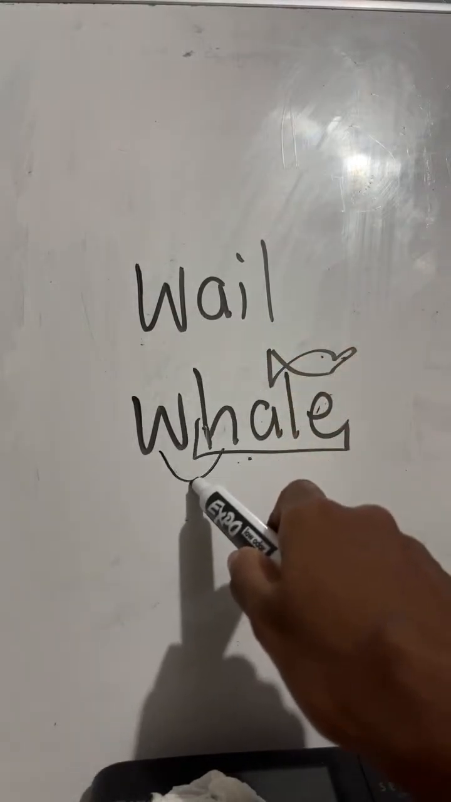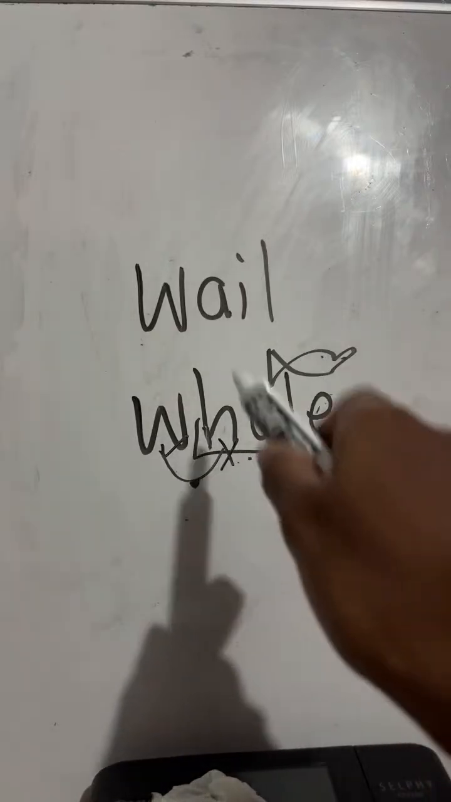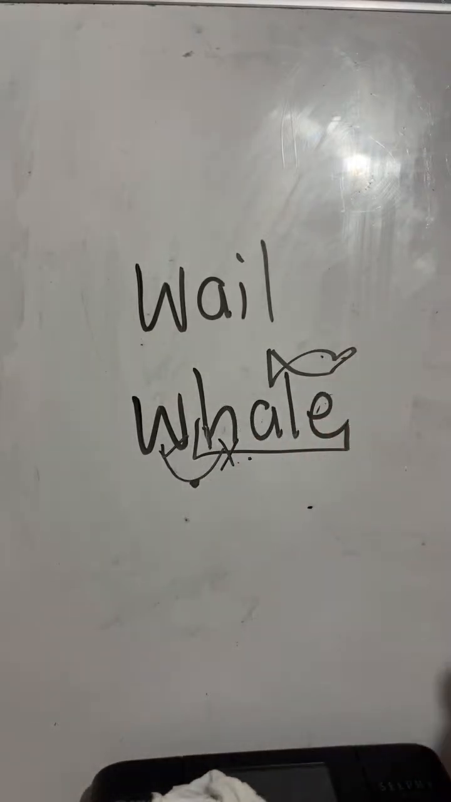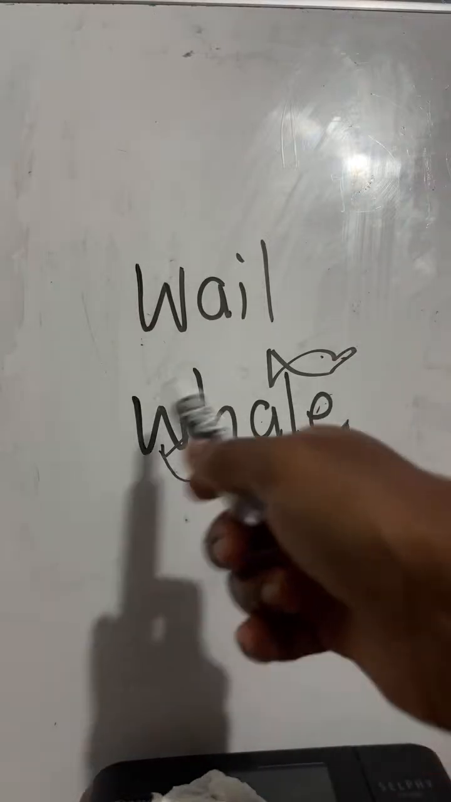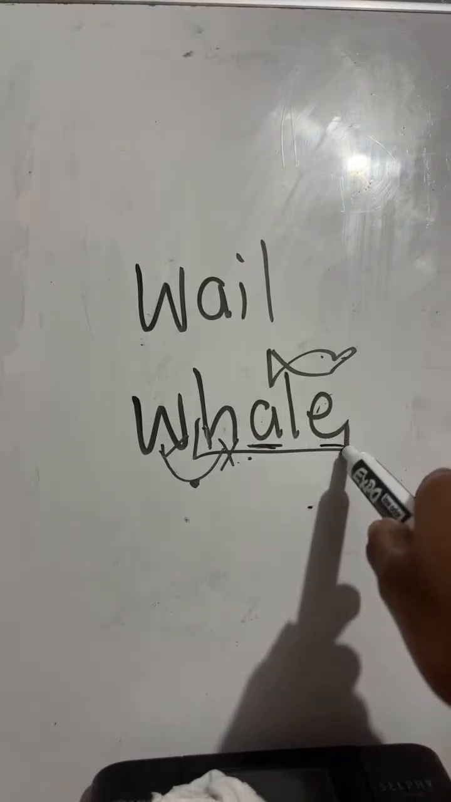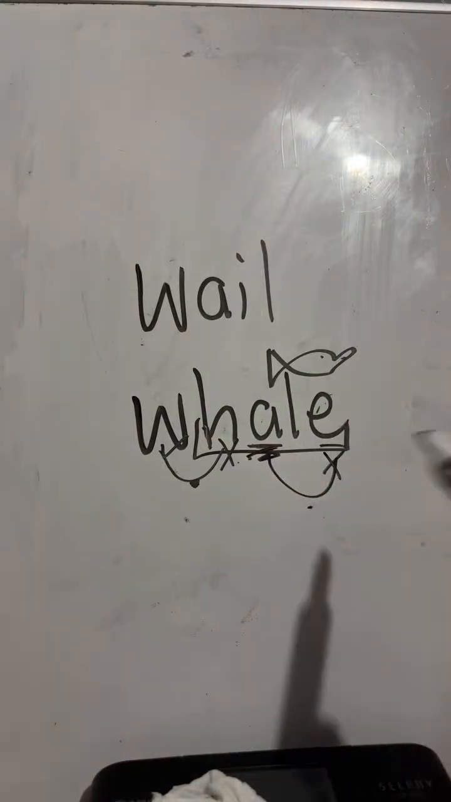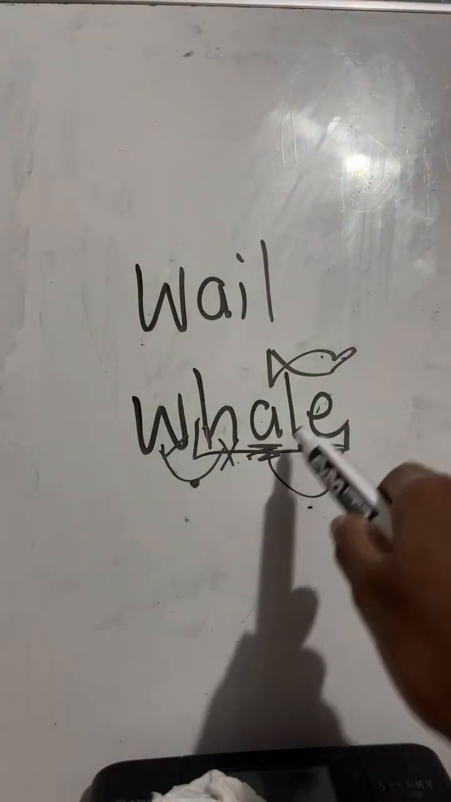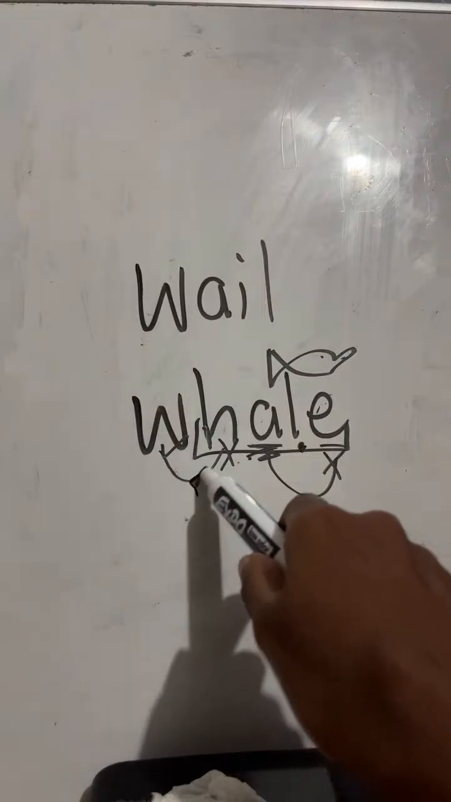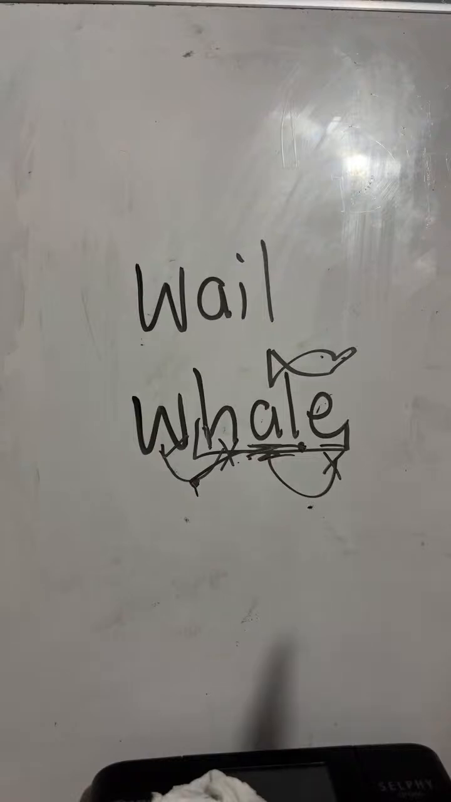WH makes the sound W. The W makes the sound, the H stays silent in this word. But remember, WH can also say where, with the H making the sound and the W staying silent. Then we hear A, because the E at the end is silent, so it gives power to the A to call its name. And then we hear L. Together we have W, ale, whale. That's whale in the sea.